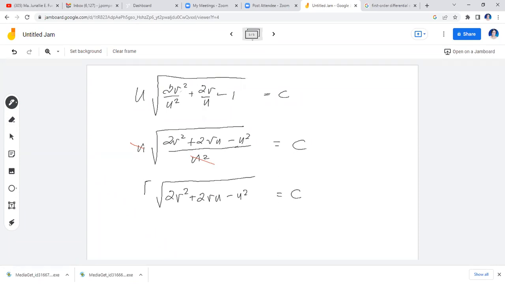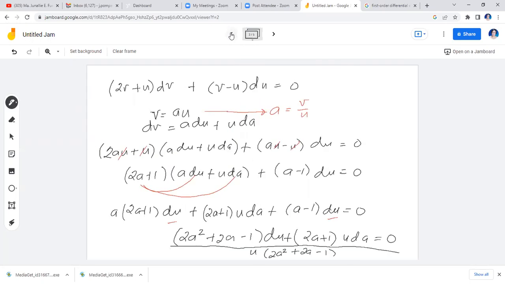Now you can square both sides. That way you don't have the square root sign. So you have 2v squared plus 2vu minus u squared. It's still equal to another arbitrary constant, let's say an a, because c squared is another arbitrary constant a. Okay, we're almost done, but this v and this u are not the original variables that we have.